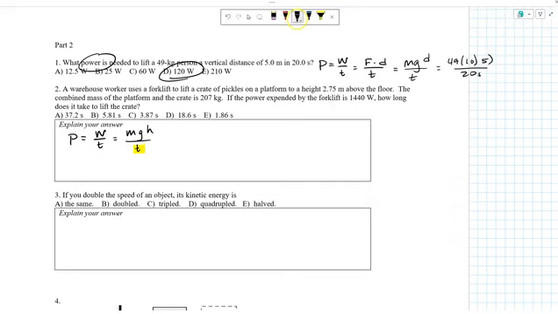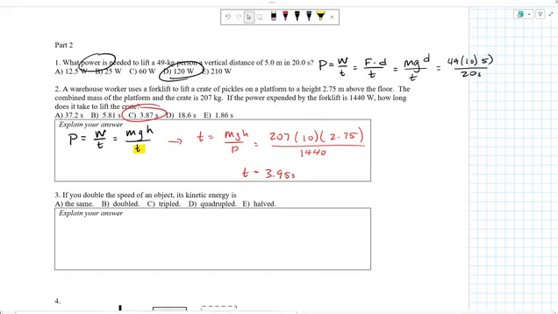So when we rearrange all of that stuff, the time is mgh divided by the power. So it's going to be the entire mass, 207 kilograms times 10 meters per second squared times the 2.75 meters above the floor divided by 1440 watts, and that time comes out to be 3.95 seconds. And again, if you used 9.8, you would end up getting 3.87. That's just where I pulled these problems from.